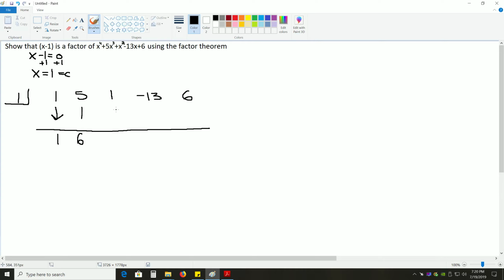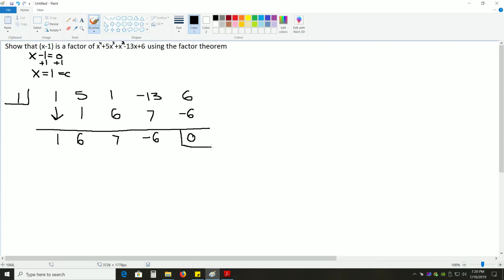1 times 6 is 6. Add that to this 1, we get 7. 1 times 7 is 7. Add this to that negative 13, we get negative 6. Negative 6 times this 1 gives us negative 6. And adding that to positive 6 gives us 0.